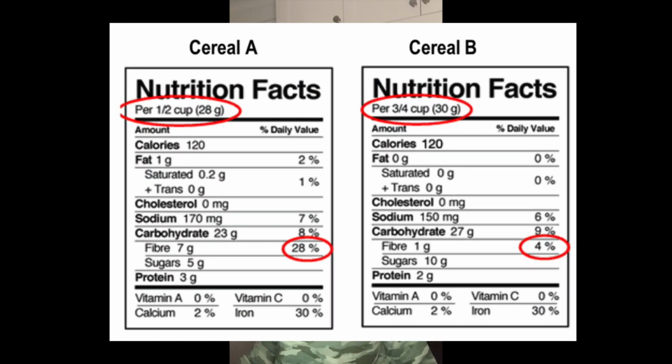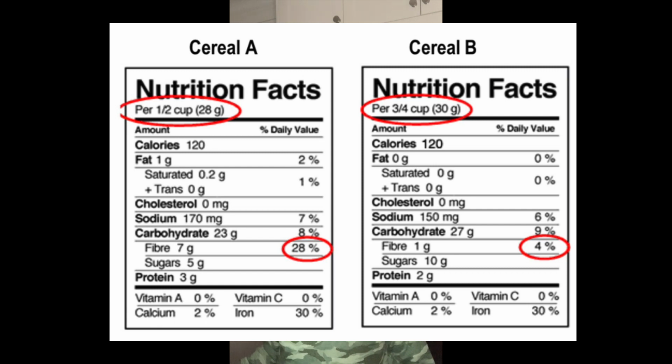Let's see how we can compare two labels and use the nutrition facts table. Here on my screen, you can see the label of 2 cereals, cereal A and cereal B. Let's look at the serving size. For cereal A, the serving size is 1/2 cup. For cereal B, the serving size is 3/4 of a cup. I want to choose a cereal that's high in fiber, so I'm going to go down to the fiber and notice that cereal A has 7 grams of fiber and cereal B has 1 gram of fiber. You can see that by the percentages.